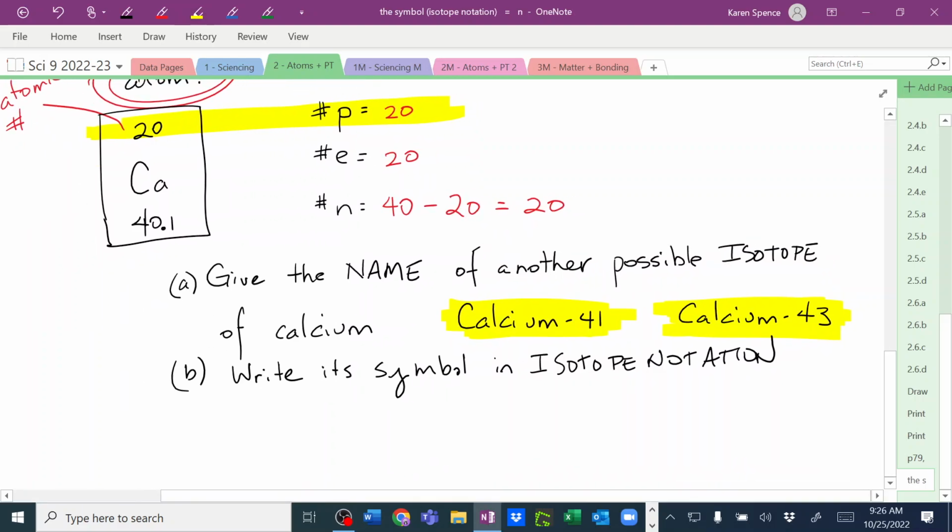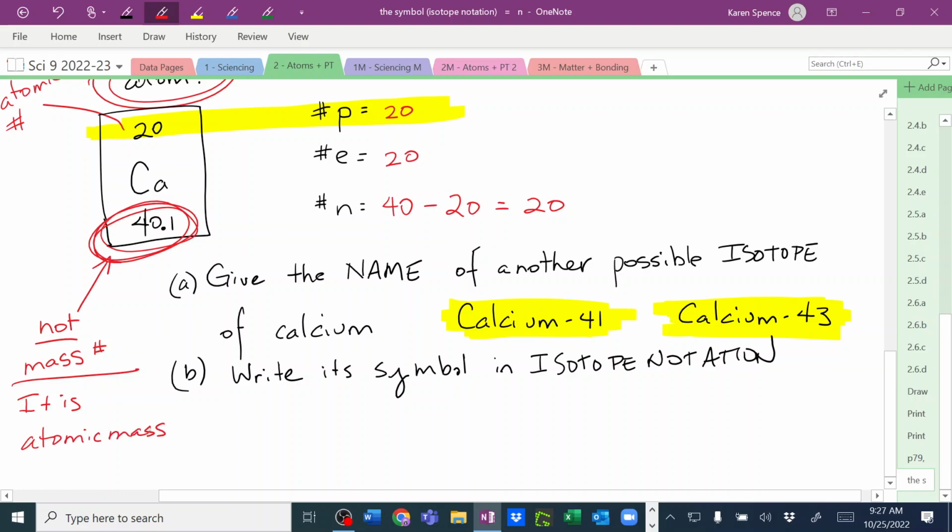Now, do you see this number here? What is up with that number? Is that a mass number? That is not the mass number. That is the atomic mass. And please define to your partners what atomic mass is.